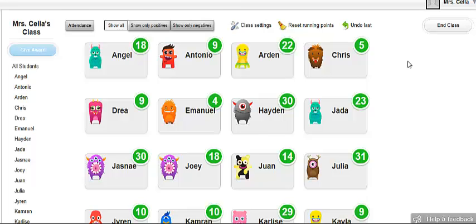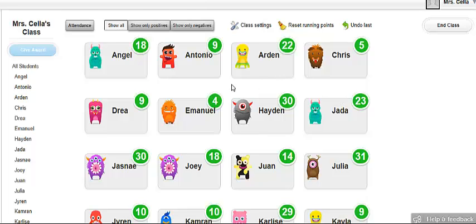I also have a class I set up for groups, and when we're doing group work, I will award groups points, and maybe the group with the most points will win a prize. But for this particular class, this is their running total. It's set up kind of like a bank, and I never reset the points.